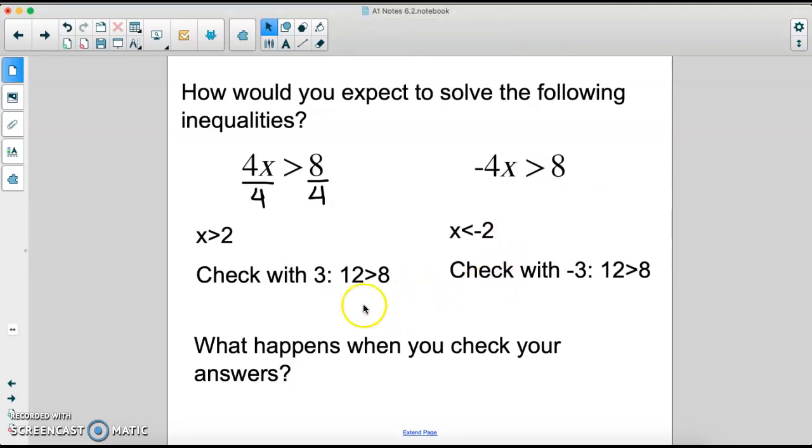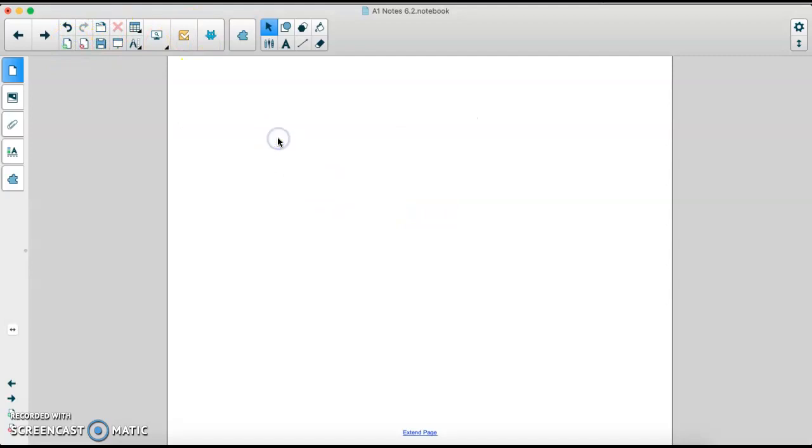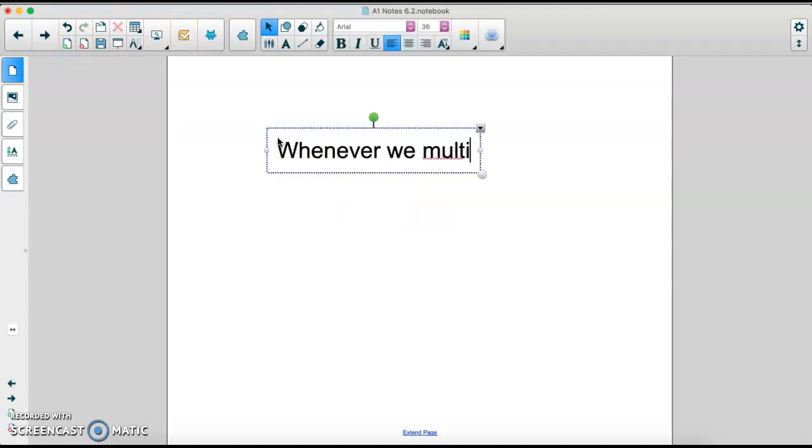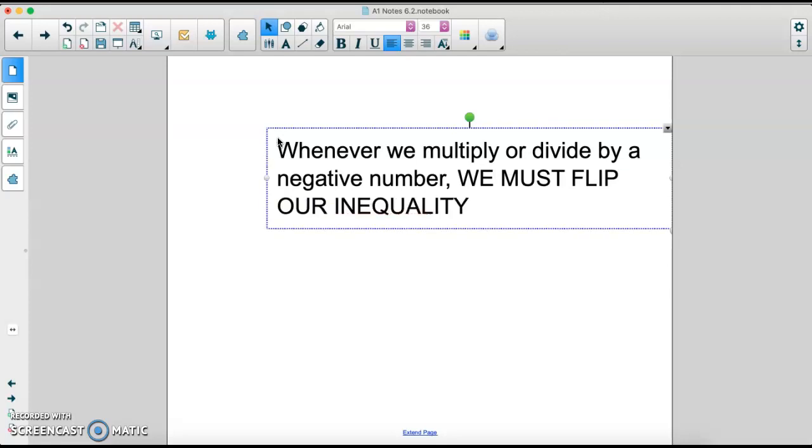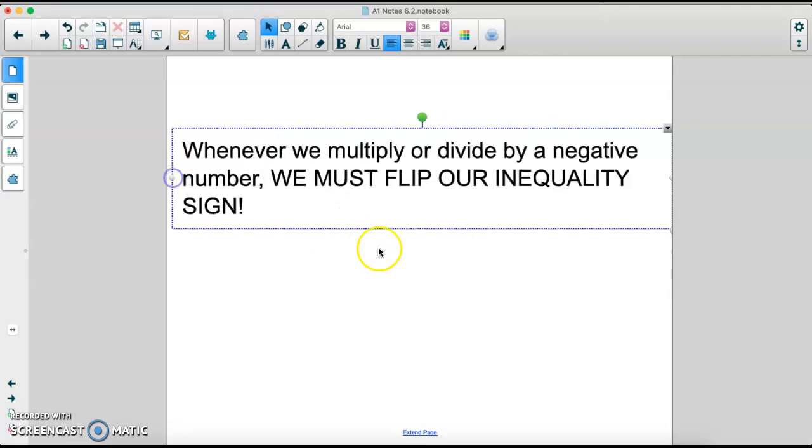So why did we do this? Well, essentially, when we're multiplying or dividing by a negative, we are flipping the number line around. We are flipping it on its head. So the negative is where the positive was, and now the positive is where the negative was. So what we need to remember is whenever we multiply or divide by a negative number, we must flip our inequality sign. No ifs, ands, or buts about it.